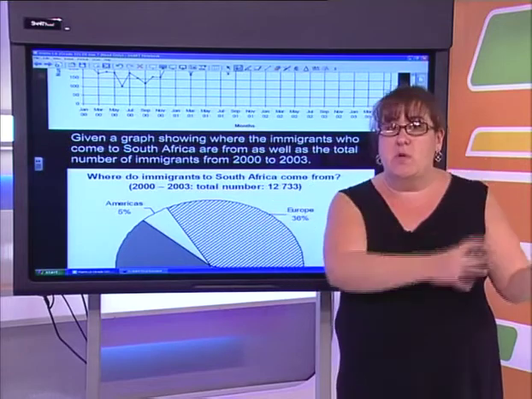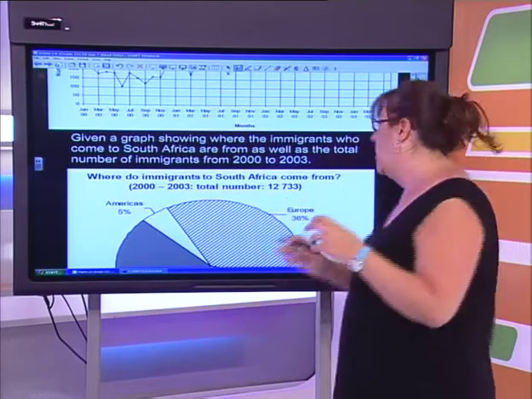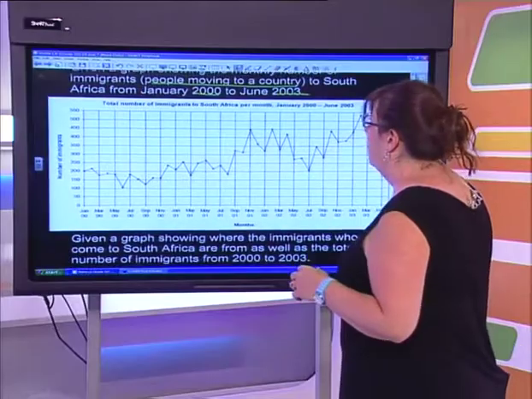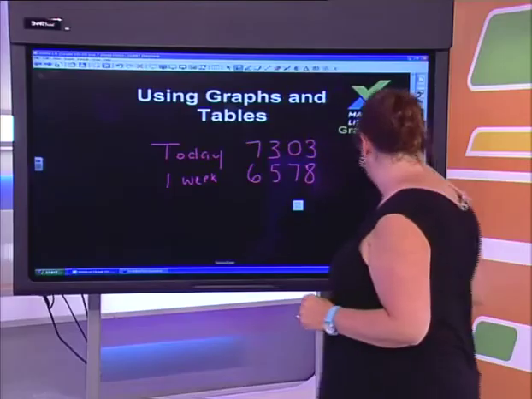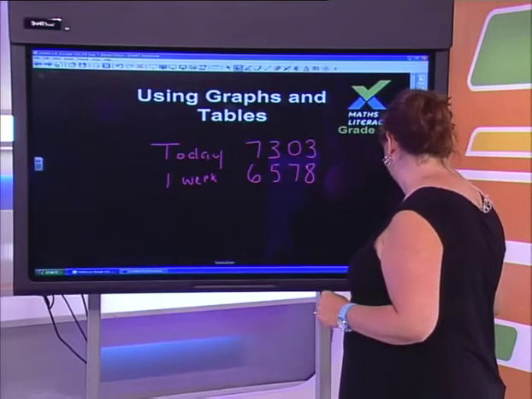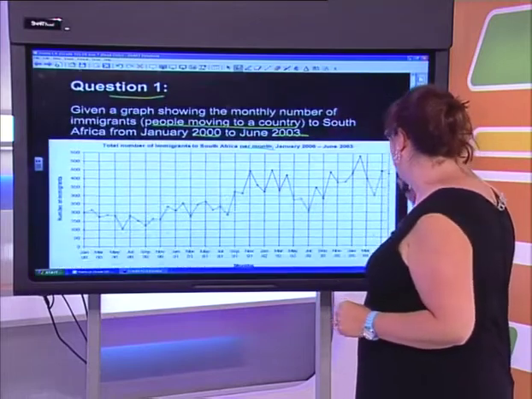Let's look at the story behind the graph like we did last week. So our first graph, we said, was the total number of immigrants to South Africa per month. That's very important, from January 2000 to June 2003.